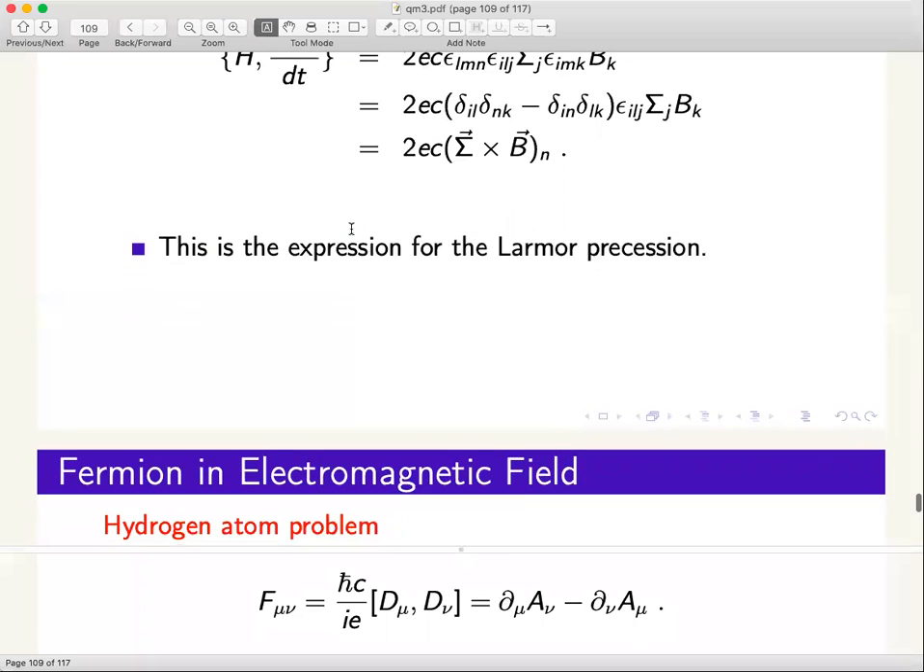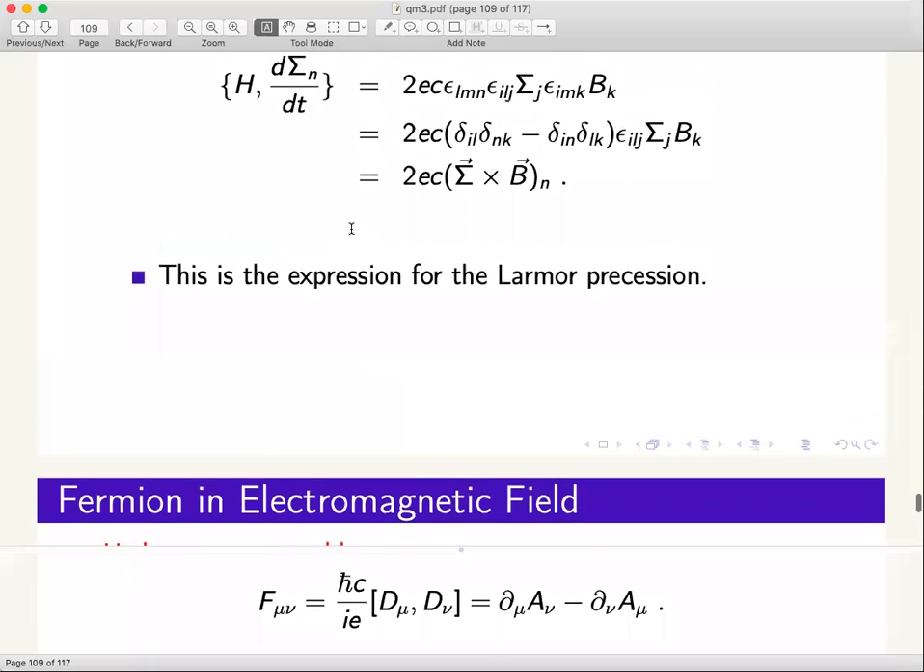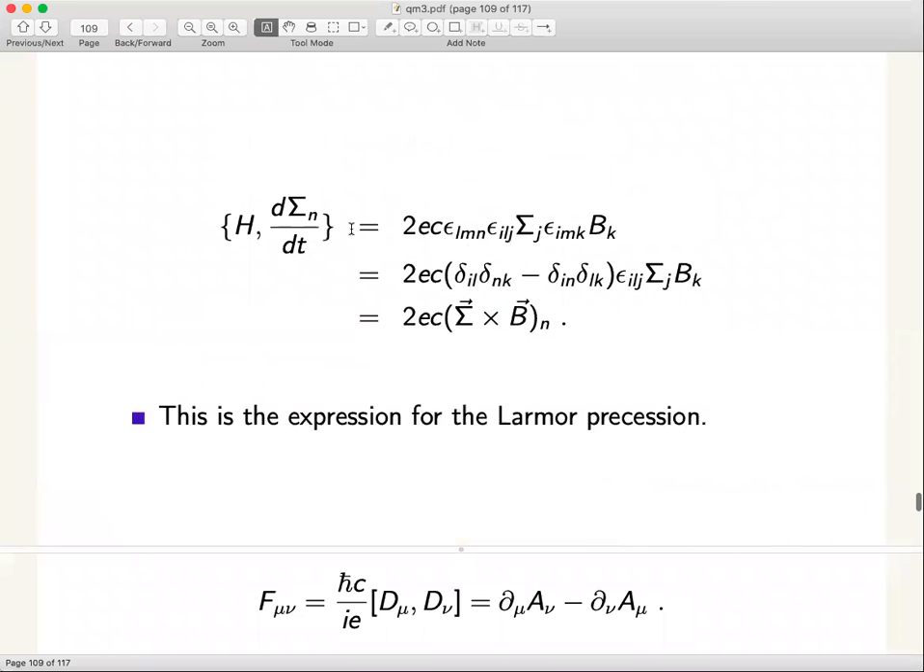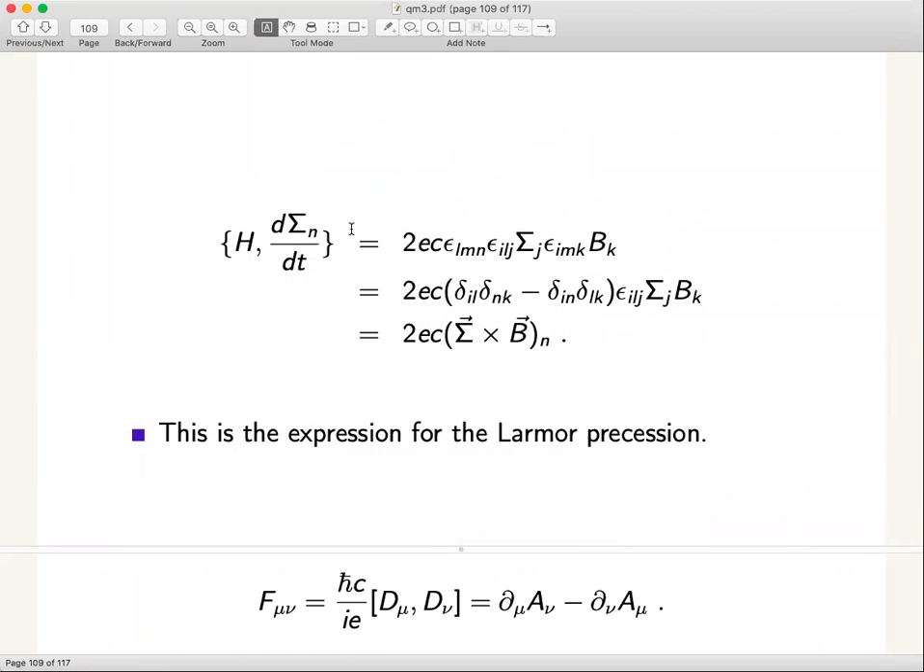Okay, so after that I would like to start the hydrogen atom problem, but I think I'll keep it for the next class, because I don't want to start it here and leave it halfway. But any questions here?